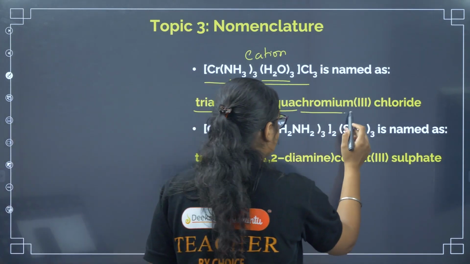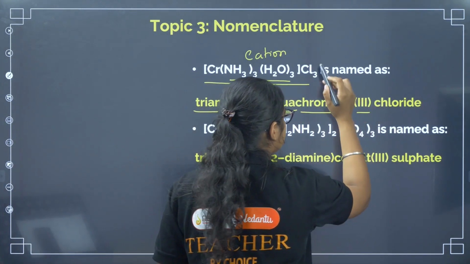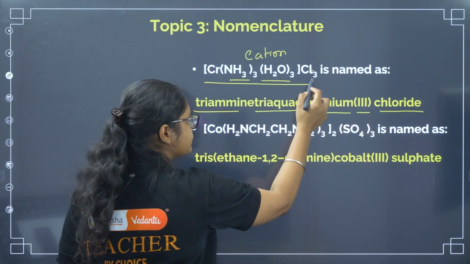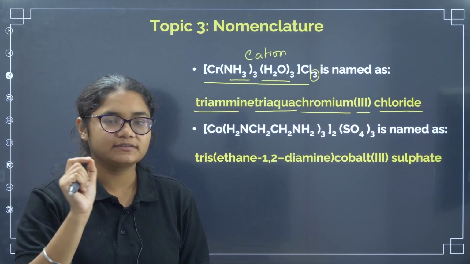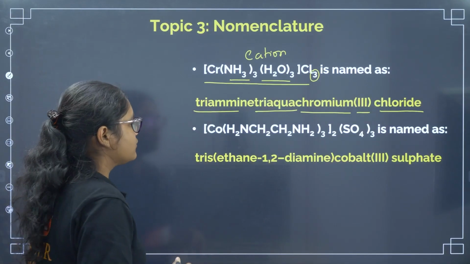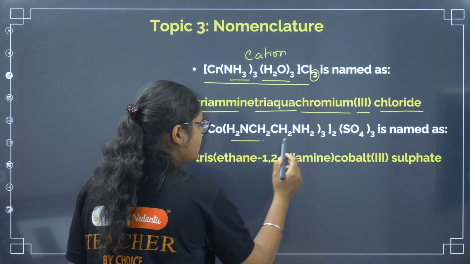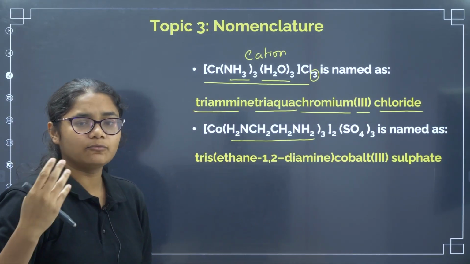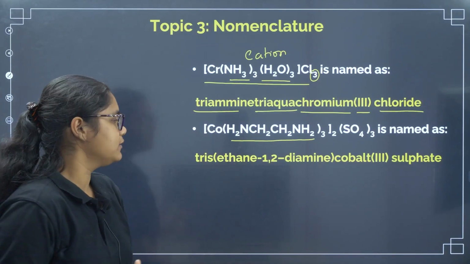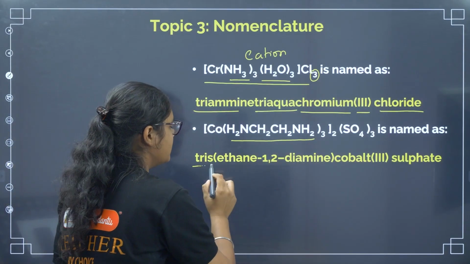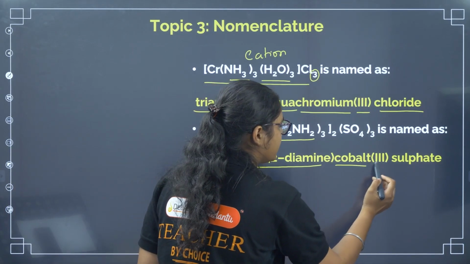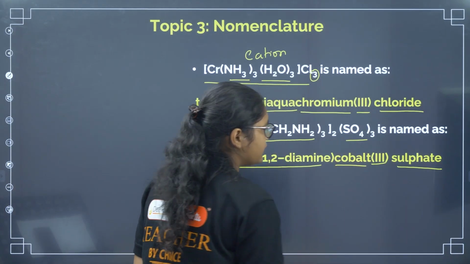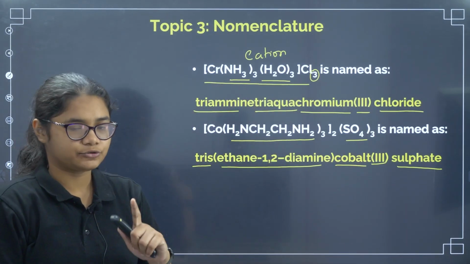So chromium, then 3, then we have chloride. Here this should not be written as trichloride. For auxiliary ions, no prefix or suffix is required. Now if you come to this one, this is a ligand with more than one name, ethane-1,2-diamine. There are 3, so we have to use the word tris. Tris(ethane-1,2-diamine)cobalt, then the oxidation state and then sulfate. Here also you should not write trisulfate.